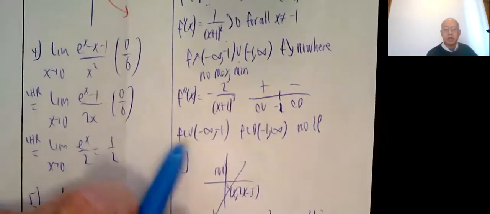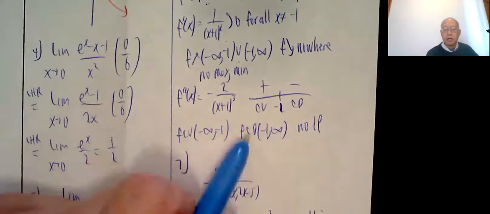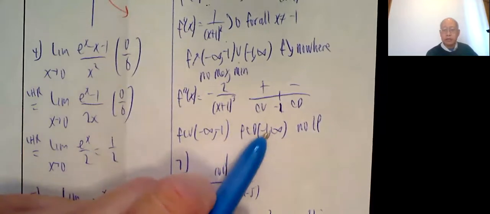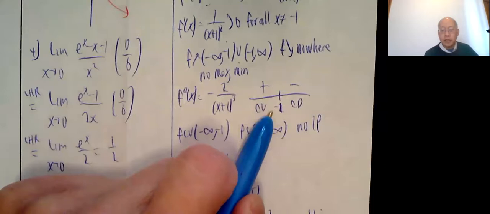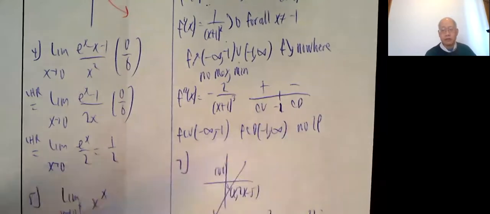So the function is concave up from negative infinity to negative 1, concave down from negative 1 to infinity. There's no inflection point. Even though there's a change in concavity, there's no point here, no ordered pair at negative 1, so there's no inflection point.